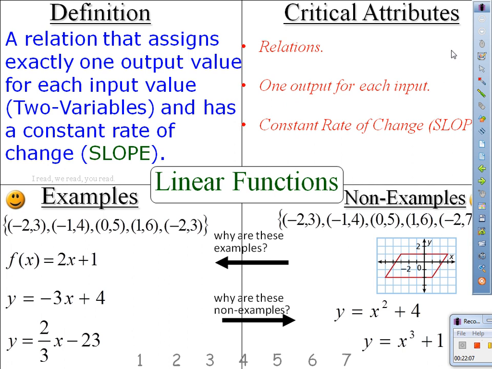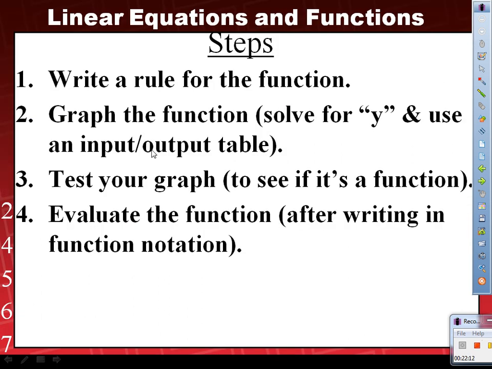All right. Did I give you the steps already? Here go the steps. Step 1, write a rule for the function. Step 2, graph the function, solve for y first, and use an input-output table. Step 3, test your graph to see if it's a function. Do we know how to test it now? Using what? The vertical line test. And step 4, evaluate the function after writing in function notation. Does everybody understand what the word evaluate means? When you substitute the x values in, and then you simplify for the other variable, yes?